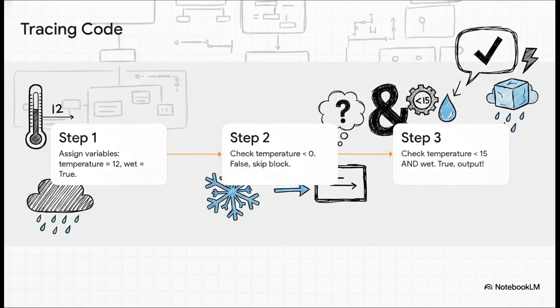Then, in Step 3, it moves to the next branch, an elif statement, and checks, is the temperature less than 15 and is wet equal to true? Let's see, 12 is less than 15 and wet is indeed true. Because we used an and operator, both parts are true, so the entire condition evaluates to true. The program confidently enters that block and outputs cold and wet.